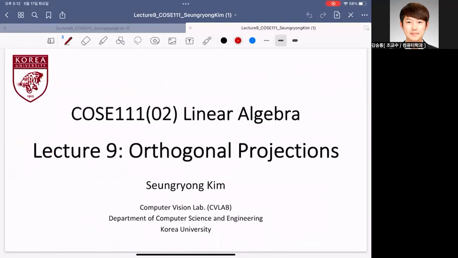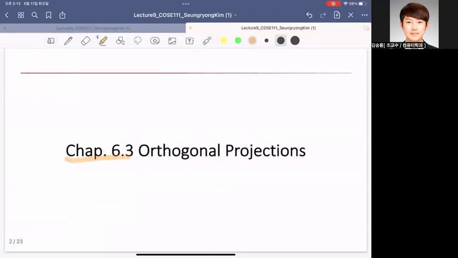Okay. Then let's move to lecture note 9, orthogonal projection. This is just an extension of chapter 6.2. So this is about chapter 6.3, called orthogonal projection.